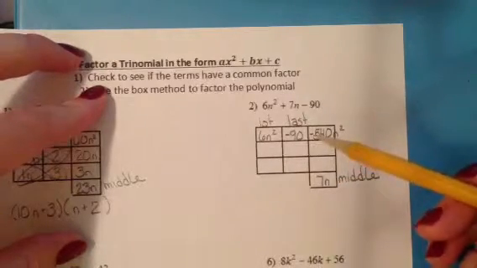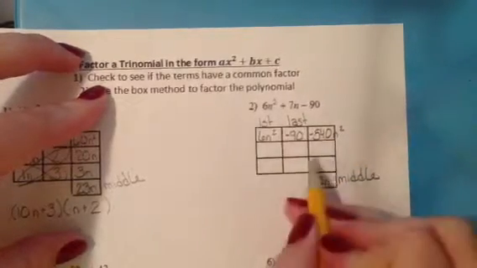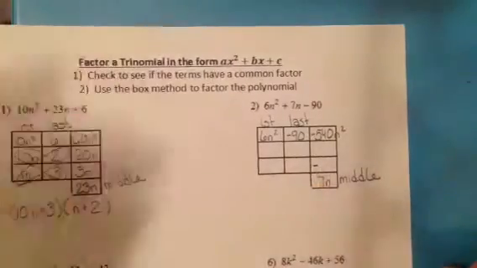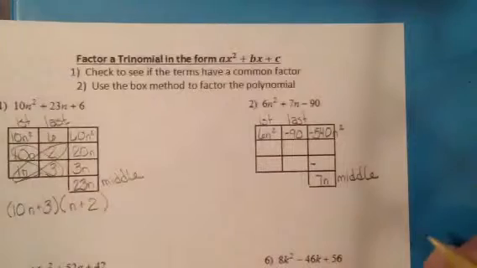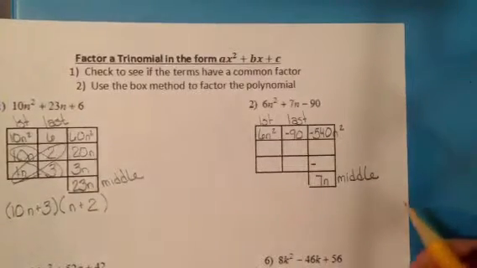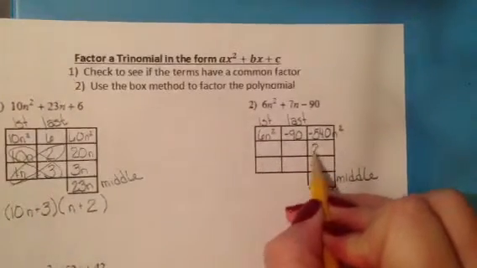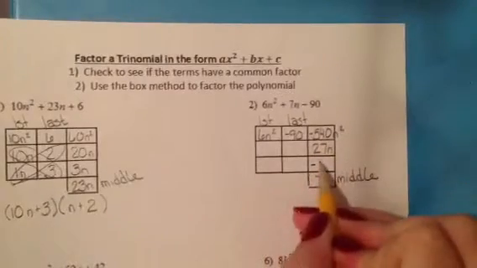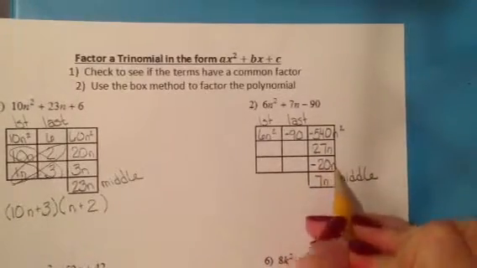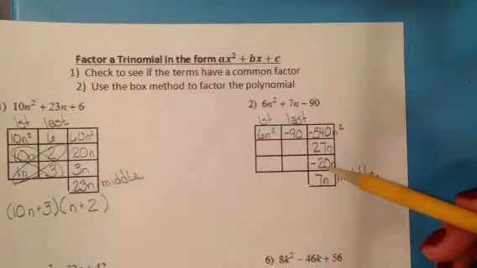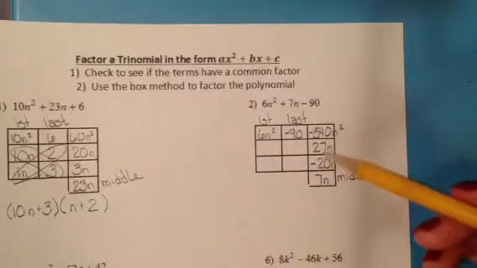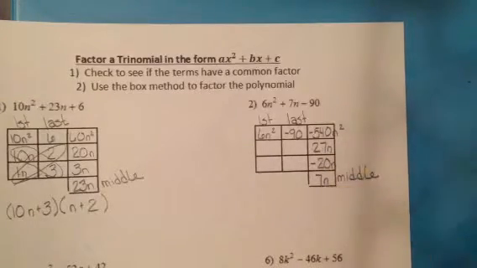I need two numbers to multiply to give me negative 540 and add to give me a positive 7. Since they're multiplying to give me negative 540, one of them will be positive and one will be negative. Going through your factors of 540, you're going to have to play with quite a few numbers here. Eventually you'll find you'll get 27n and negative 20n. Positive 27 times negative 20 gives me negative 540, and positive 27 minus 20 gives me that 7n.